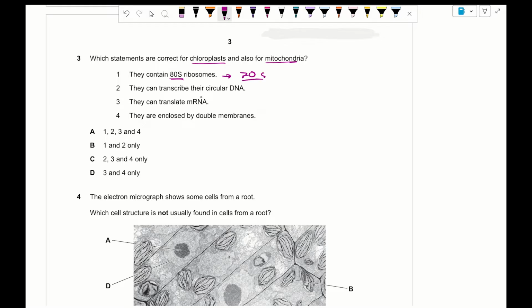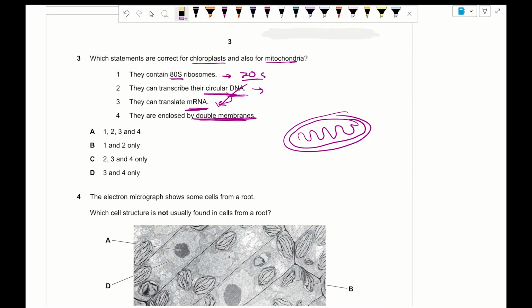2. They can transcribe their circular DNA. This is correct. They do have circular DNA, which they are able to transcribe since they have prokaryotic origins. And that makes them able to translate the mRNA. So this is also correct. Now 4. They're enclosed by double membranes. Yes, both the chloroplasts and mitochondria have double membranes. If we would draw the mitochondria, for example, it does need a double membrane. Therefore, the answer is going to be C.